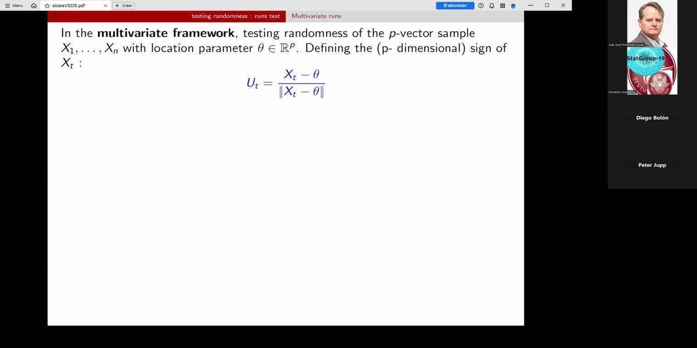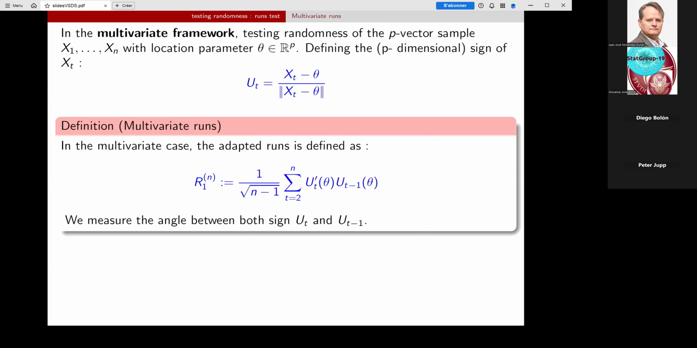Thank you. Okay, sorry. So during the ones when we were looking at the change of the sign, here we will change the different angle between ut and ut minus one. Okay, so we define the run in the multivariate case this way. So you have almost the same definition. This time you're measuring the angle between ut and ut minus one.